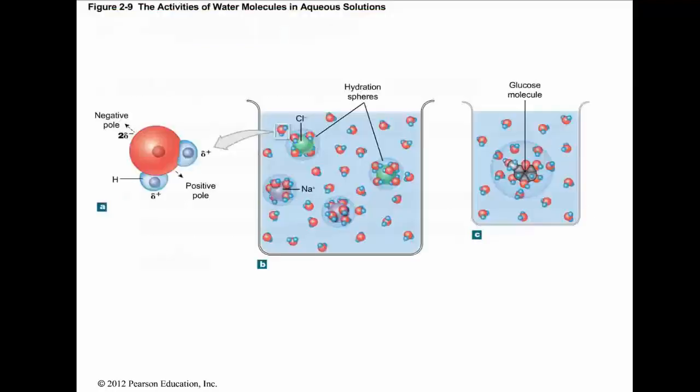So here on the left, we have our polar water molecule. Remember, we have the oxygen atom and then two hydrogen atoms, but they're attached at one end of the oxygen atom, making one end of the molecule more positive than the other end. The other end is now negative.